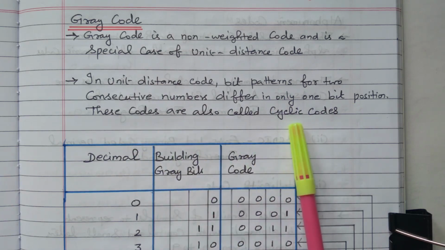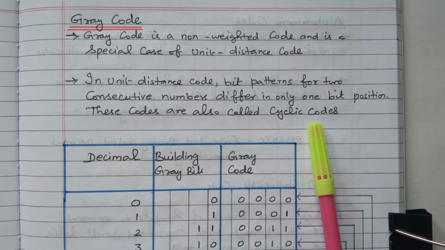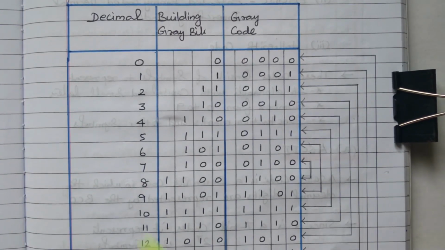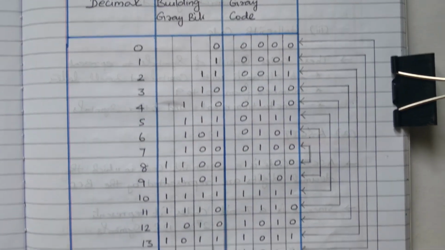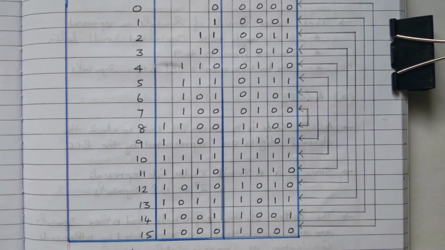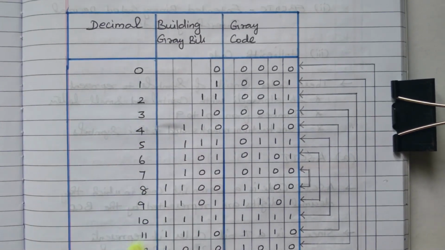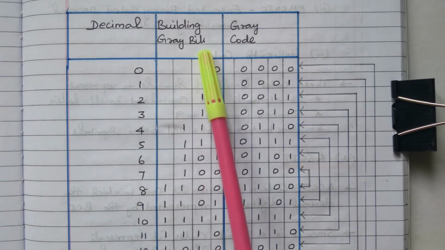We will see what a cyclic code is, right? So it is reflected. It is a cyclic code. We will see what a cyclic code is while framing the codes. Now we'll go to the gray code. The gray code is formed for the numbers 0 to 15. We will see these codes one by one. So this is the decimal numbers 0 to 15, and this is the gray code being built.